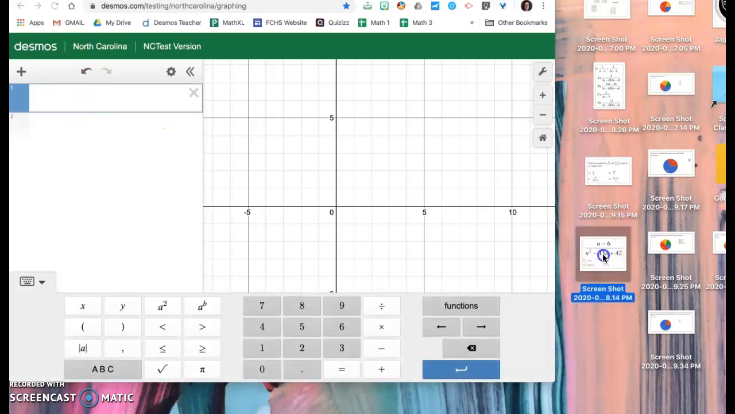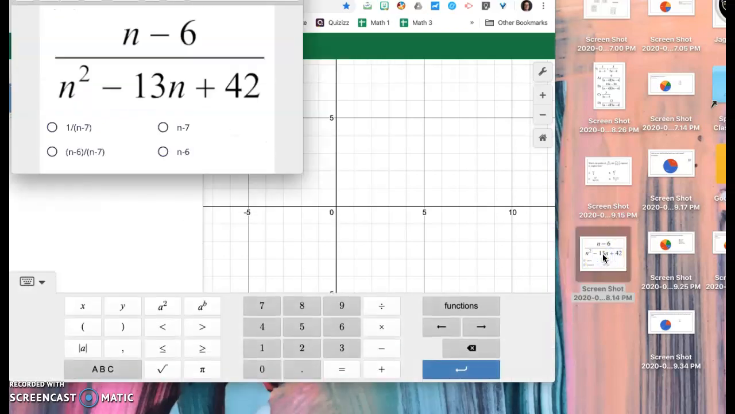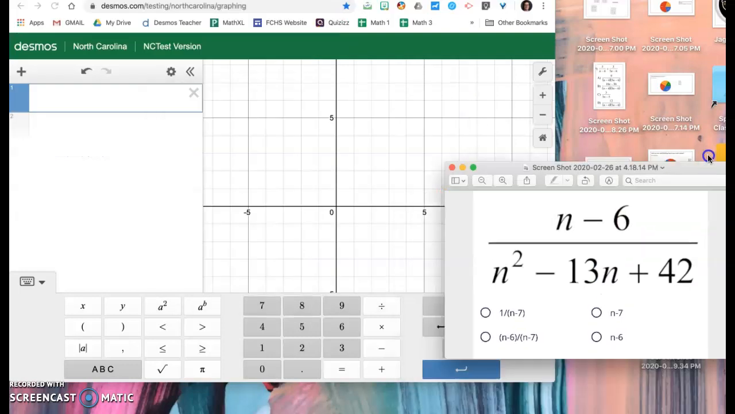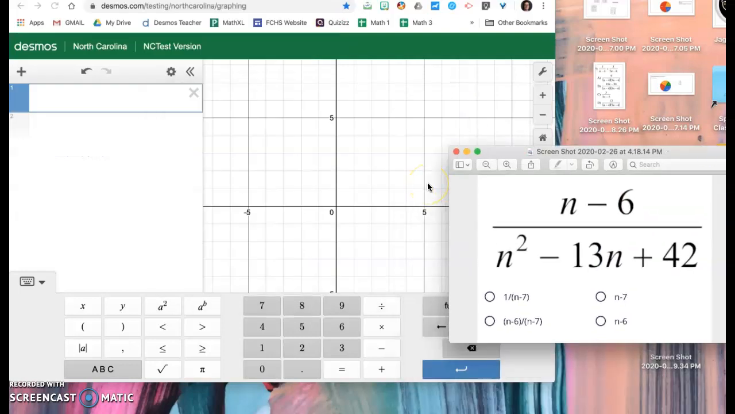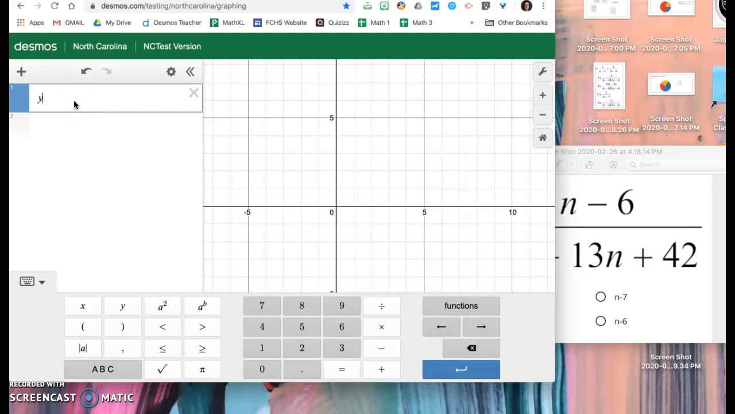Alright, so I'm going to bring this problem up. It's just a basic simplifying problem. In this problem it gives you n minus 6 divided by n squared minus 13n plus 42. Now when you graph it in DESMOS, you are not going to use n, you're going to use x's. And you're going to also use y equals. So in the basic DESMOS, that's not the NC version, you can graph it without having two variables. But when you have the NC version, you have to have the two variables as a function.